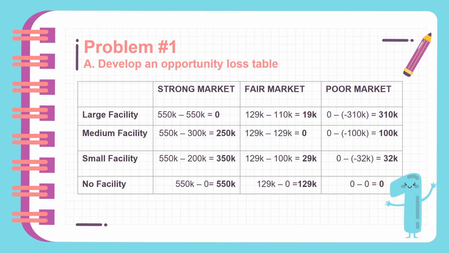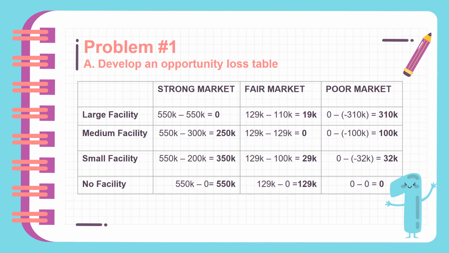So we deduct those amounts from the best payoff. For the large facility under the strong market, 550,000 less 550,000 equals zero. Medium facility, 550,000 less 300,000 equals 250,000. The small facility, 550,000 less 200,000 equals 350,000. And then the no facility, 550,000 less zero equals 550,000.